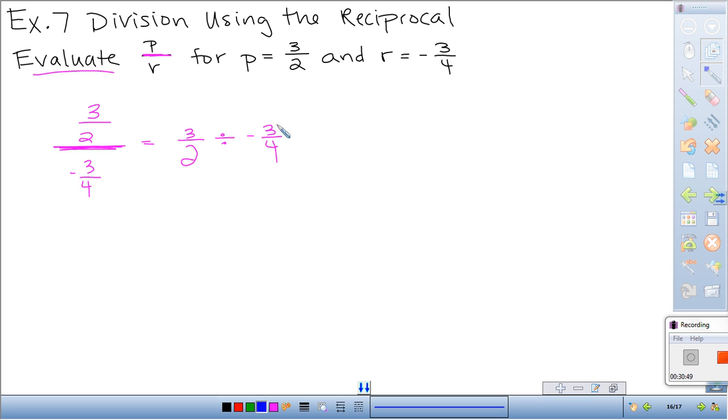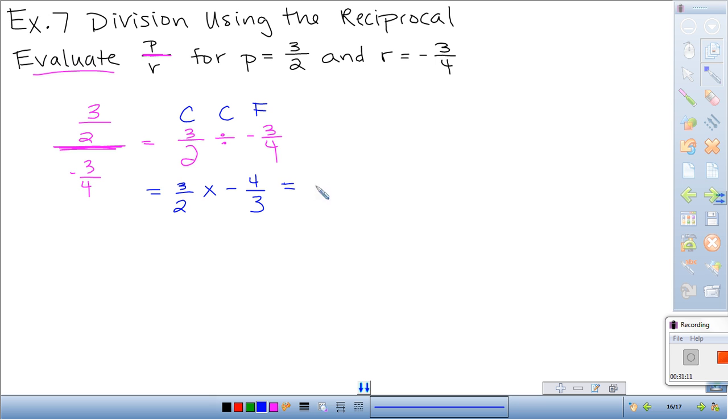So remember, to divide fractions, we have to copy, change, flip. So I copy the first fraction, 3/2, change division to multiplication, and flip the last fraction. That's where the multiplicative inverse comes from, or the reciprocal. We're flipping it over. So -4/3. It's still negative, though. It keeps its negative. And now we can just multiply across real easily.